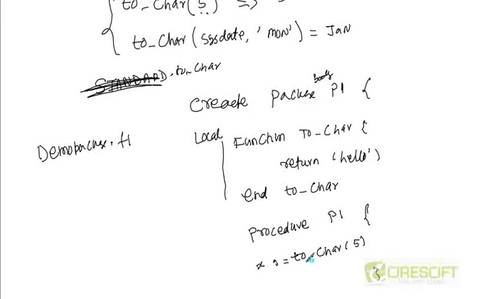So if I have overridden to_char 5, and then I call to_char, the overridden function is going to be called, and since the overridden function is giving hello, x will be assigned hello. However, if I call x is equal to standard.to_char 5, in that case the standard package function is going to be called, and this is going to give me x is equal to 5.